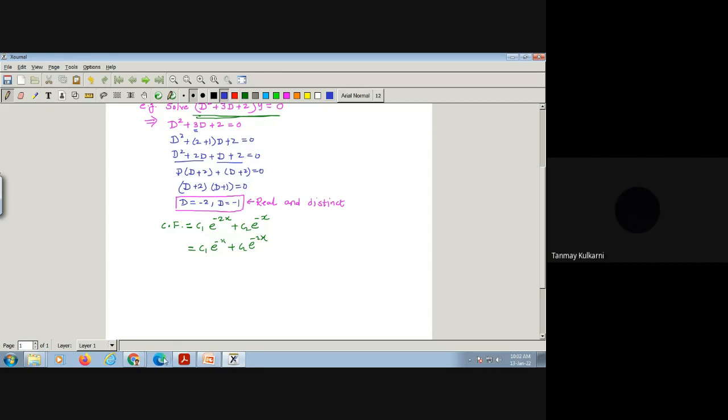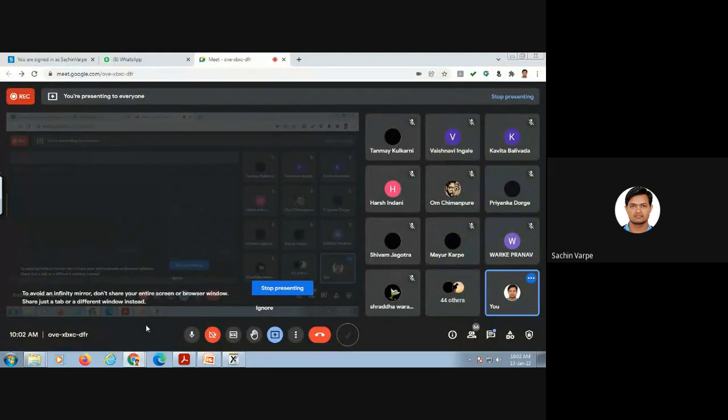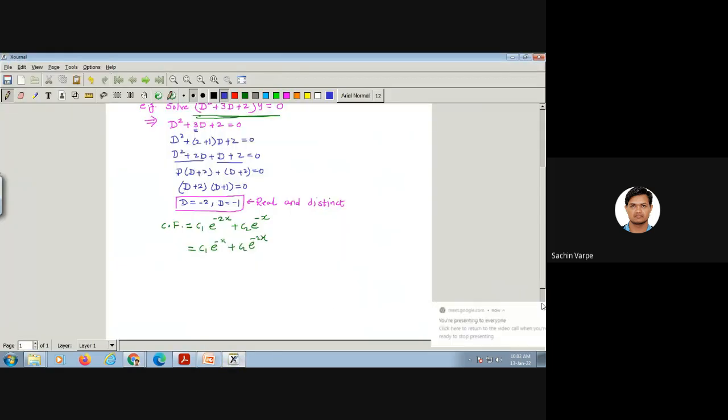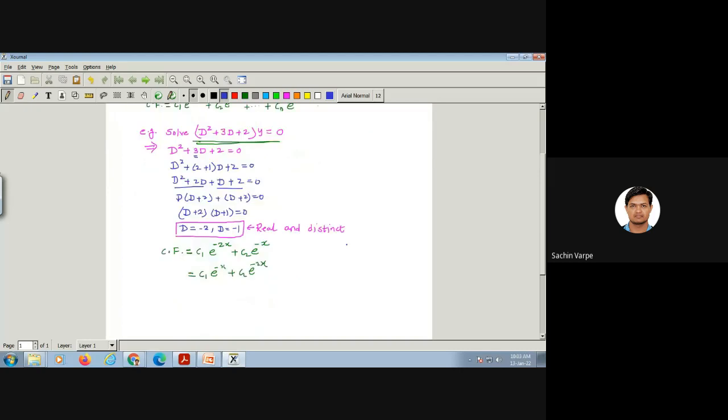No, sir. Hmm? Other people? I hope the point is clear to everyone. Okay. So this is about the first case, first nature of the root. If the roots are real and unequal, real and distinct.